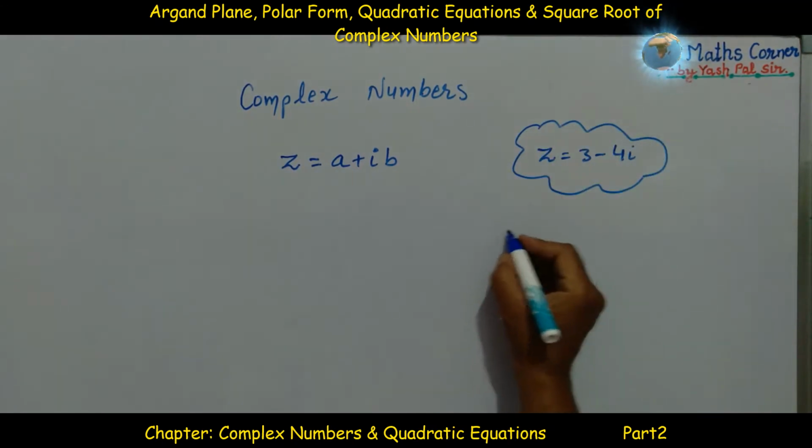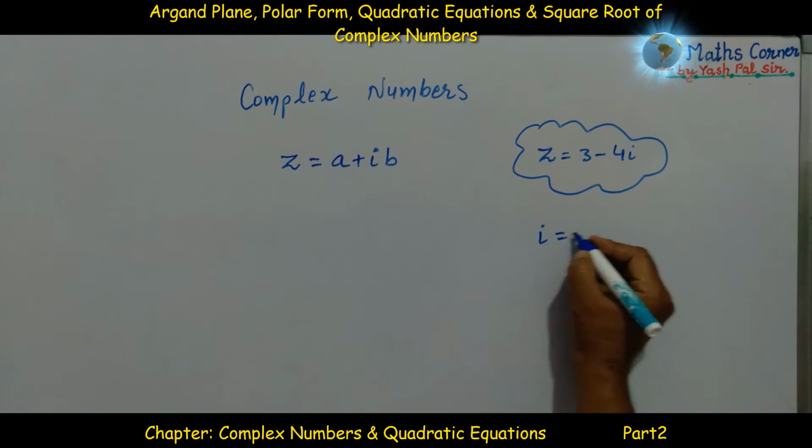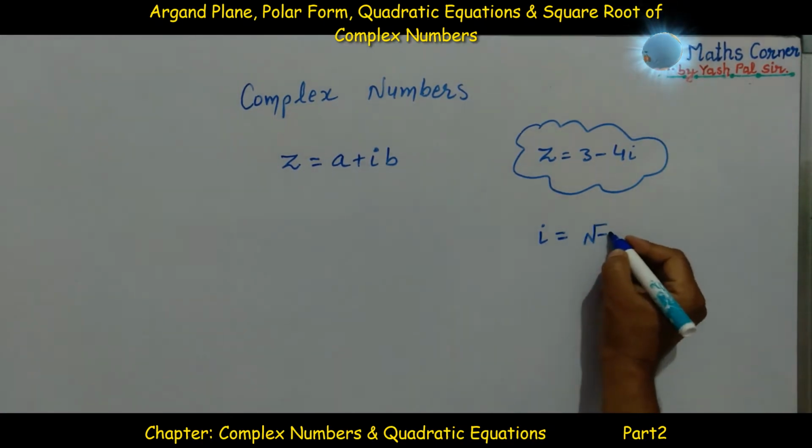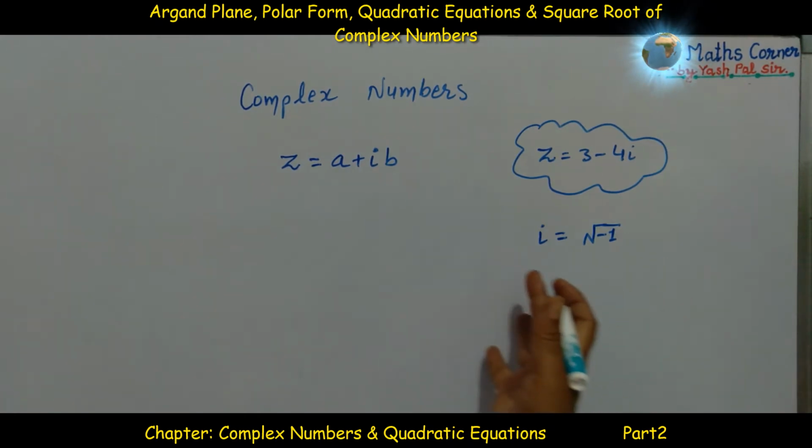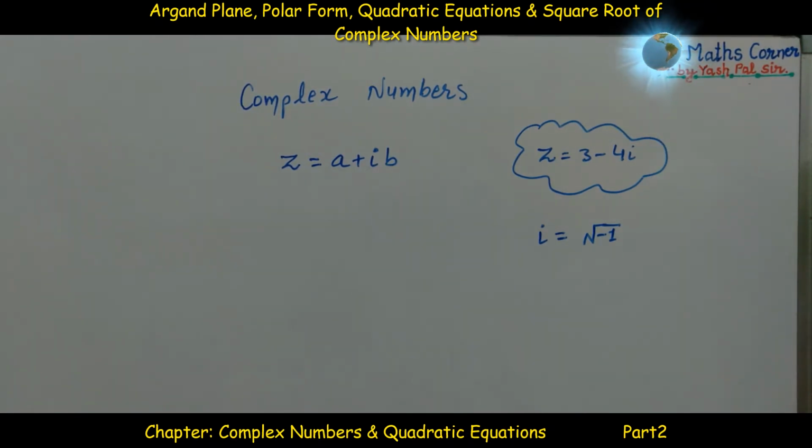We also know what iota is. Iota is equal to square root of minus 1. All these things we have already discussed in the previous video.